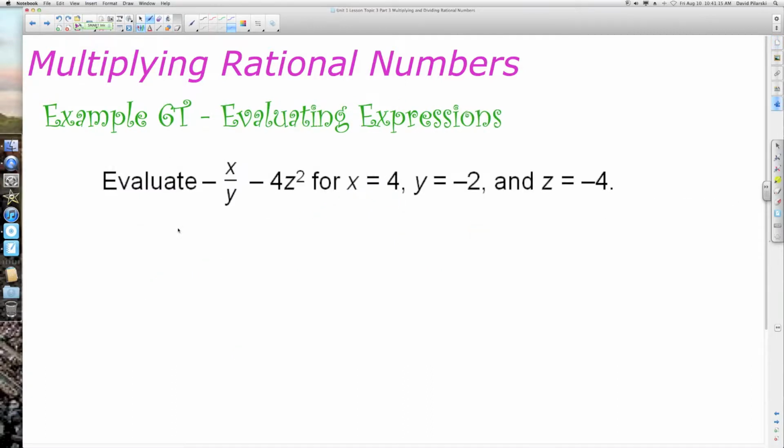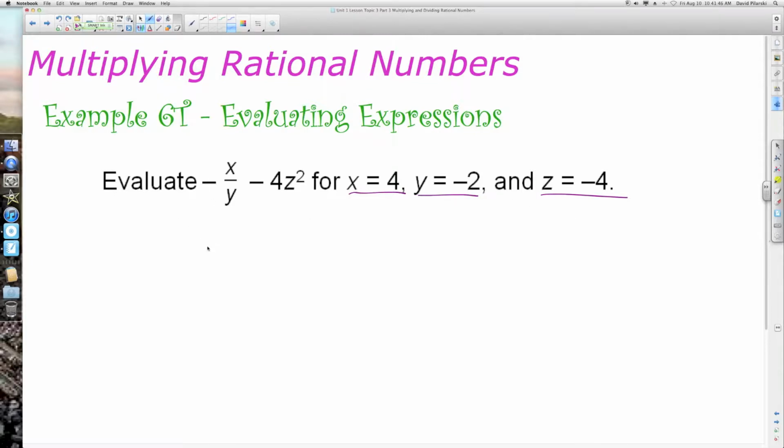In example 6t, we're going to be multiplying and dividing to evaluate this expression. The directions tell us to evaluate the opposite of x divided by y minus 4 times z squared. Now, we have to substitute and get our signs correct to get the final answer correct. We're told that x is equal to 4, y is equal to -2, and z is equal to -4. So we have to substitute or replace those numbers for the variables in the expression.